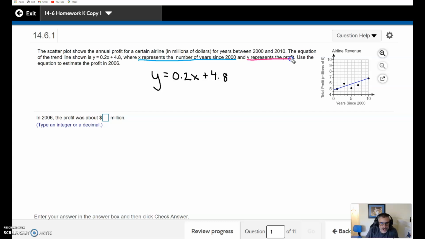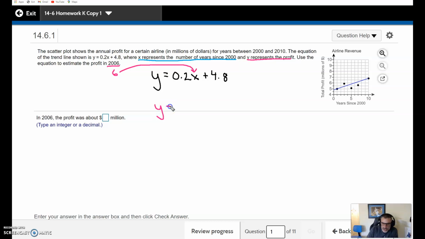Use the equation to estimate the profit in 2006. Okay, so they want us to find the profit. They want us to find what is y, and they give us x, right? They give us x right here. And again, we have to think of this as not 2006, but how many years since 2000. So this is 6 years since the year 2000. So all we're going to do here to use this equation is we're going to take 6, plug it in for x in our equation, and then we're going to solve.